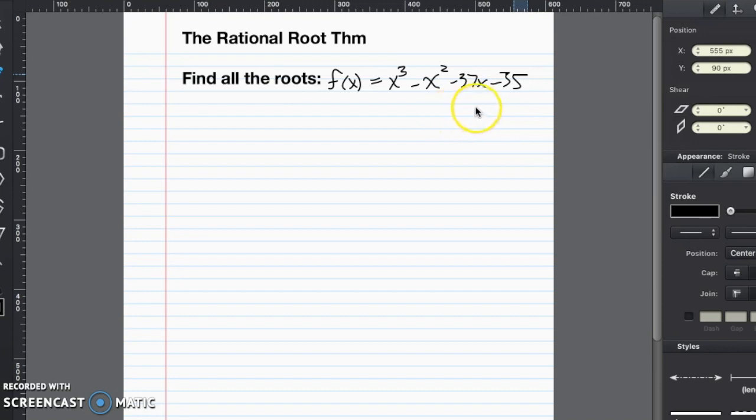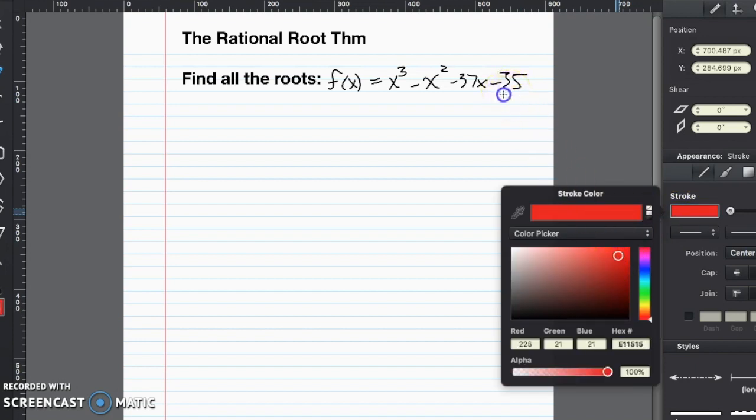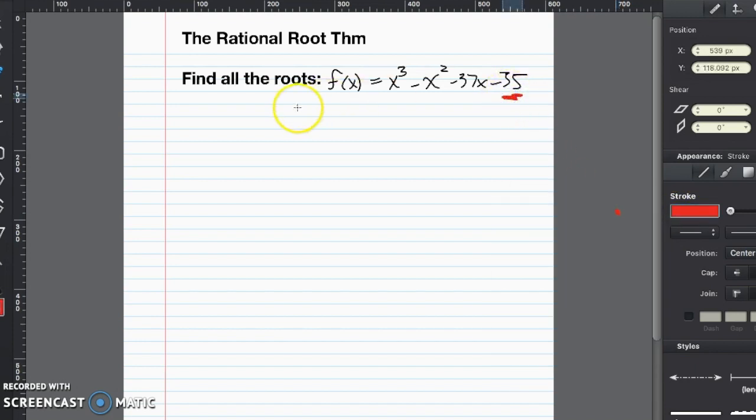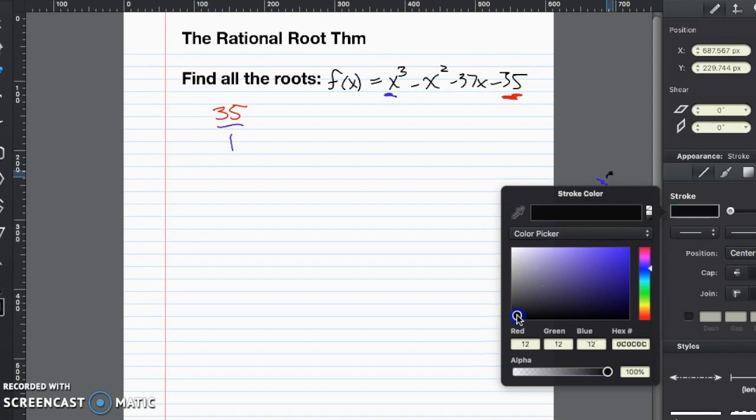So what the rational root theorem says, and you can look it up in your book, is that P over Q, and basically the last term, so I'm going to change here, the last term I have right here, 35, over the first term I have, which is the coefficient, tells me all the rational roots I could possibly have.